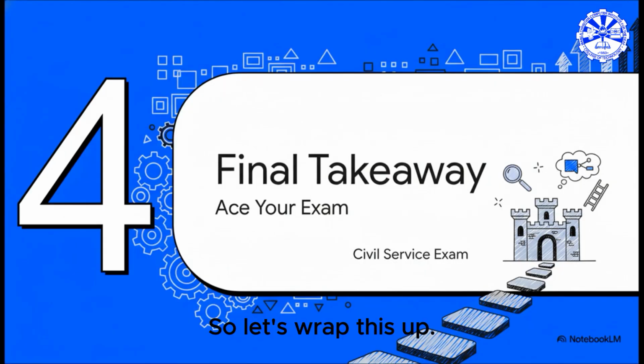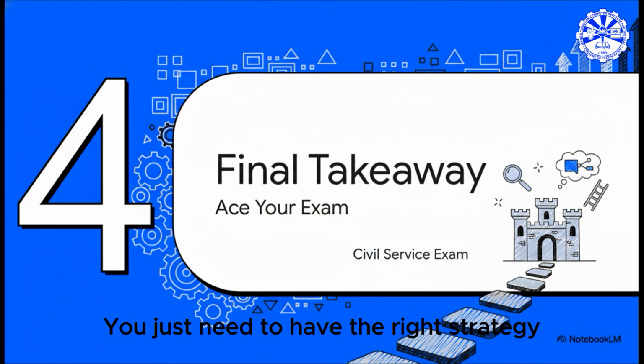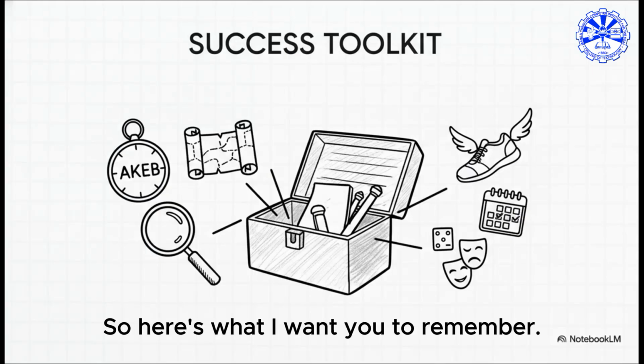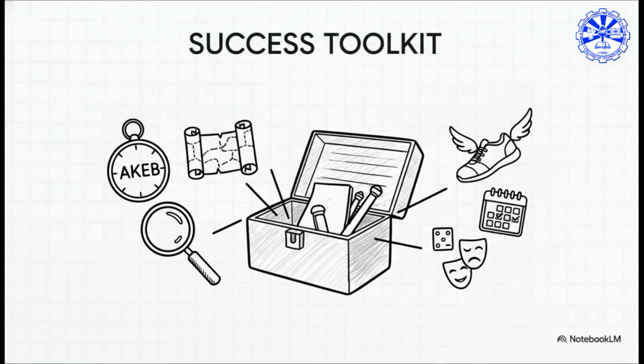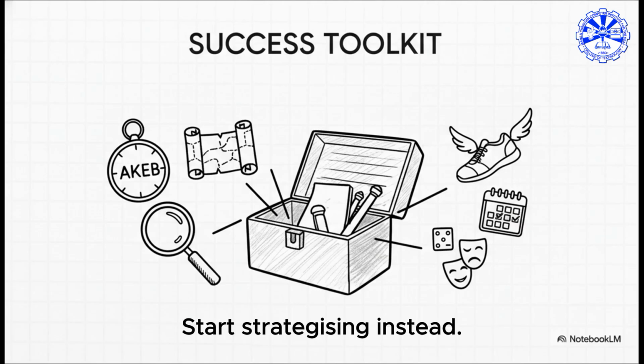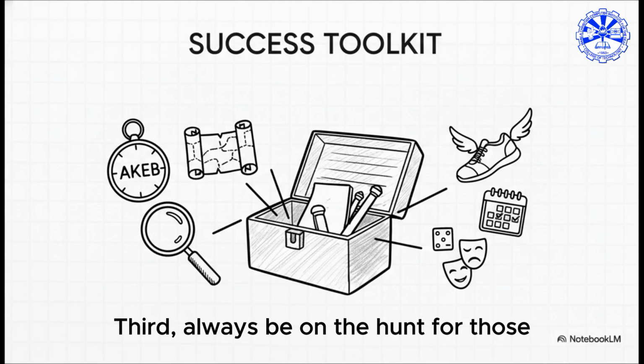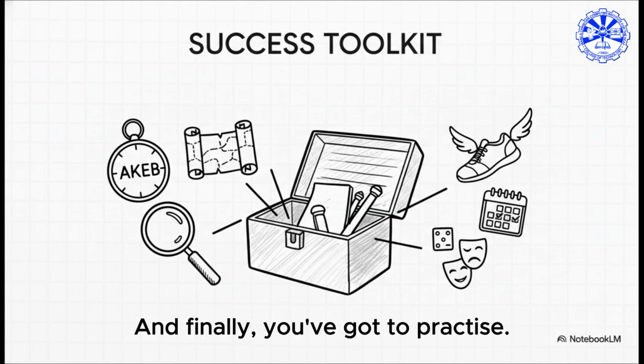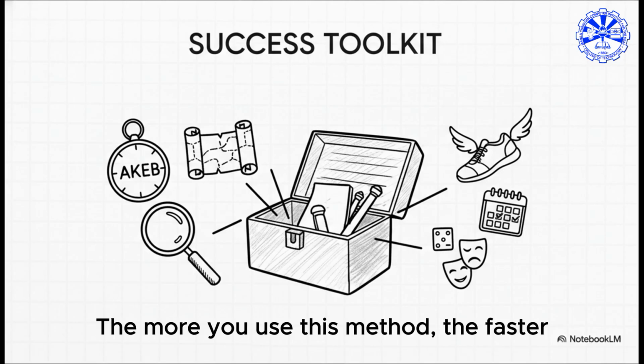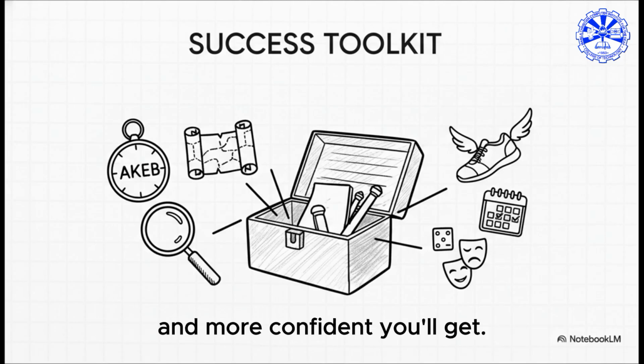So let's wrap this up. The main takeaway here is that you do not have to be scared of the vocabulary section anymore. You just need to have the right strategy in your back pocket. So here's what I want you to remember. First, stop trying to memorize the dictionary. It's a waste of time. Start strategizing instead. Second, trust the AKEB method. Use it on every single question. Third, always be on the hunt for those clues we talked about. And finally, you've got to practice. The more you use this method, the faster and more confident you'll get.